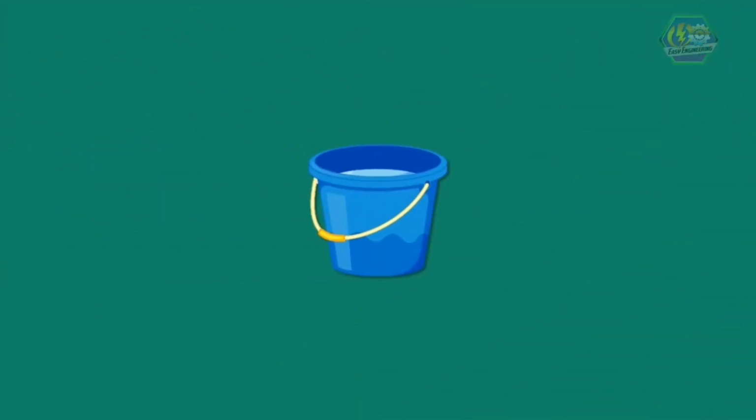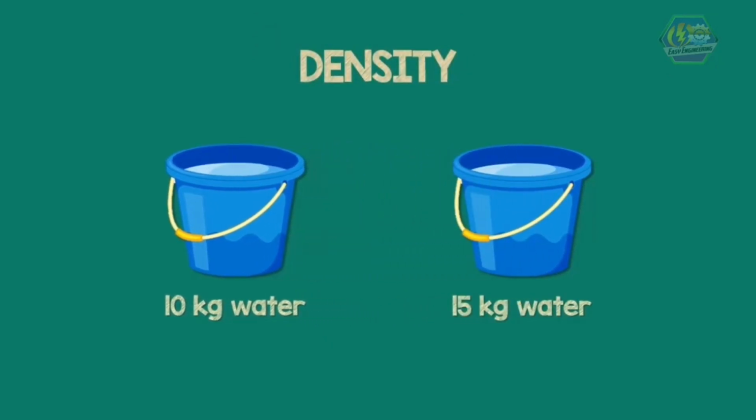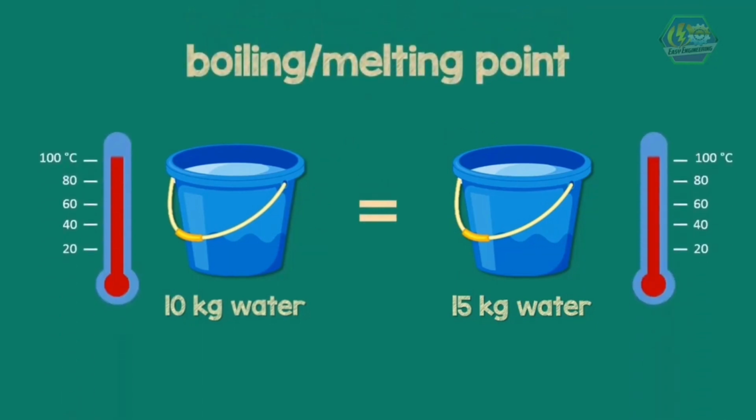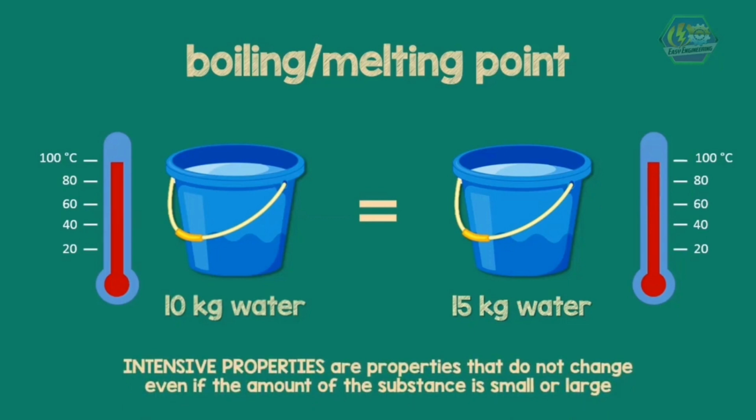Now, let us take water as an example. 10 kg of water in a pile is blue in color. If we add another 5 kilograms of water, the water is still blue. Even the density of the 10 kg of water is the same as the density of 15 kilograms of water. In addition, the boiling and melting point of the 10 kg of water is the same as that of the 15 kilograms of water. In other words, intensive properties are those properties that do not change even if the amount of the substance is small or large.